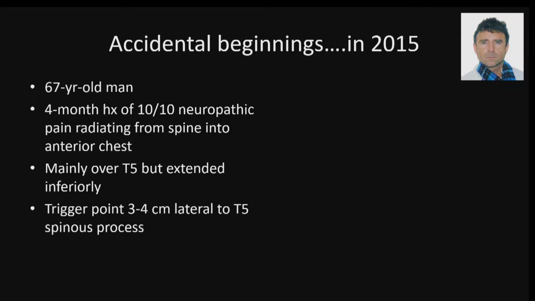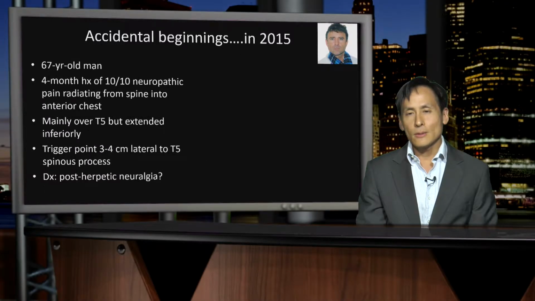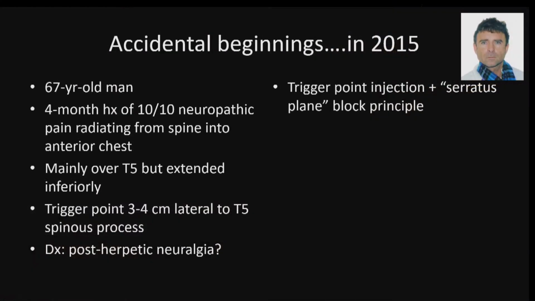And when Mauricio examined him, he located a trigger point some 3 to 4 centimeters lateral to the T5 spinous process. At that point, the diagnosis was unclear. He had had negative MRI imaging, and it was thought that perhaps this was some sort of weird neuropathic pain, perhaps stemming from postherpetic neuralgia. Mauricio decided that he would combine the principles of a trigger point injection as well as that of a serratus plane block, which is another musculofascial plane block involving injection of local anesthetic between two muscles.